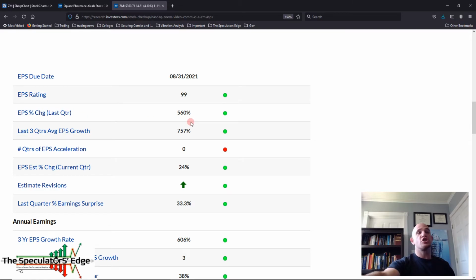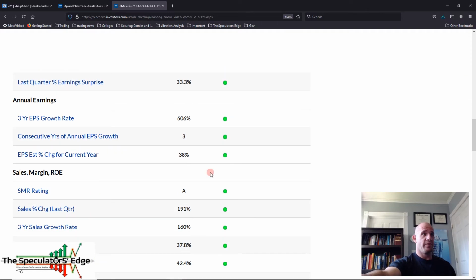The percent change last quarter was 560%. The last 3 quarters average earnings per share growth has been 757%. That is serious business right there. Okay, that's intense. The 3 years earnings per share growth rate has been 606%. This stock could be like PayPal. Okay, it could just keep moving like that.